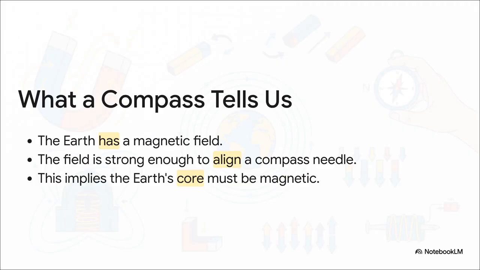So, what can we figure out just from watching a compass? Well, number 1, it tells us the Earth has a magnetic field. Number 2, it tells us that field is strong enough to actually move and align another magnet. And number 3, and this is the big conclusion for your exam, it gives us strong evidence that the core of our planet must be magnetic. That's the key takeaway AQA wants you to understand.